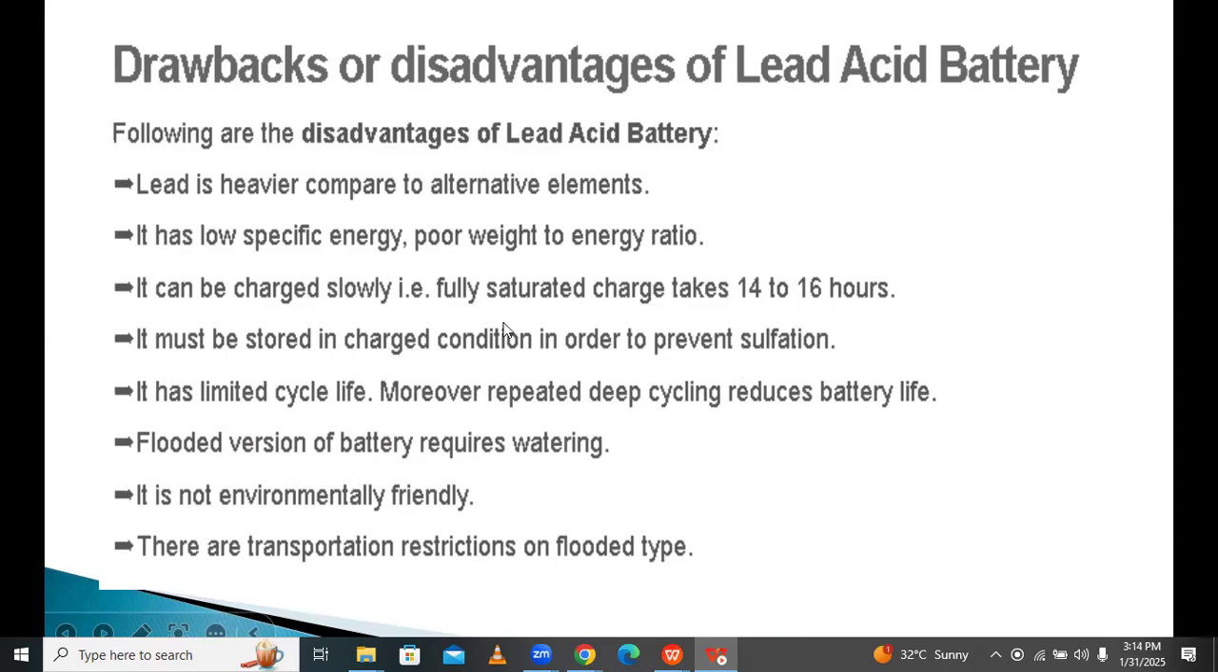Always connected to the source only. So they must be stored in charged conditions only, 24 hours connected to the source. Otherwise, there are sulfation problems that take place inside of the battery. Lead batteries are also not environmentally friendly. So these are the drawbacks of lead acid batteries.